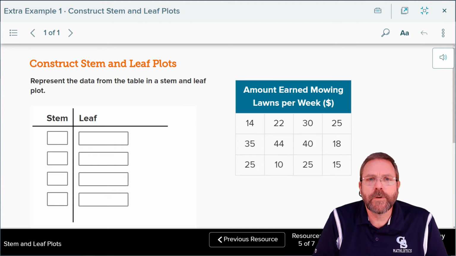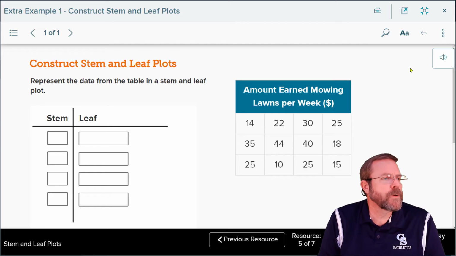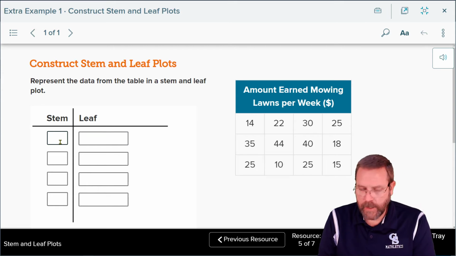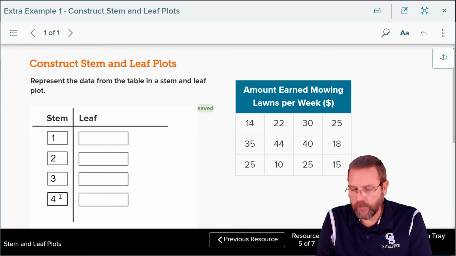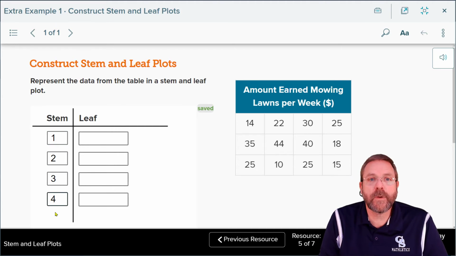How did it go for you? Let's see what I'm going to do. I'm going to start off looking for my least number. My least number is going to be 10. My greatest number is going to be 40. Looks like, nope, 44. So I'm going to have a 1, a 2, a 3, and a 4 to get me from my 10s to my 40s.